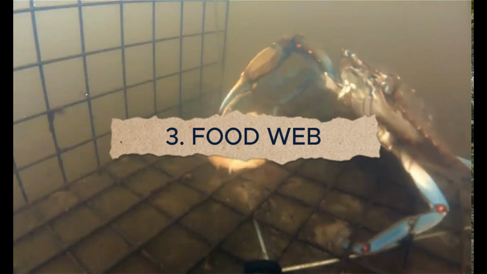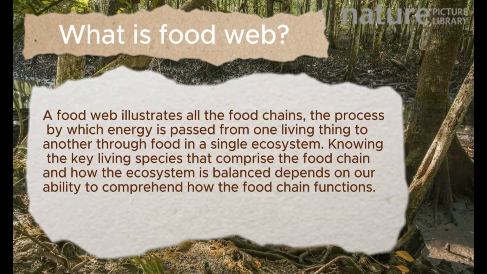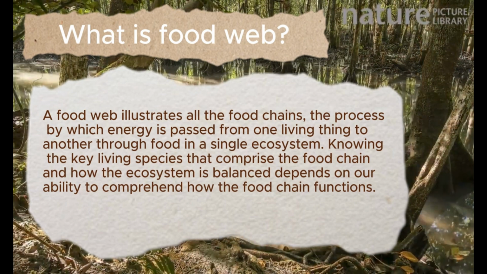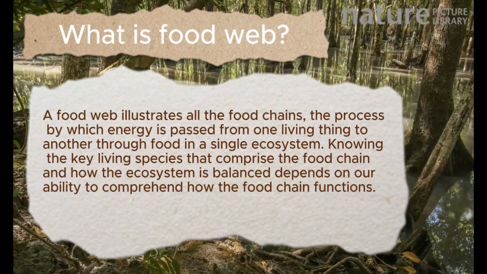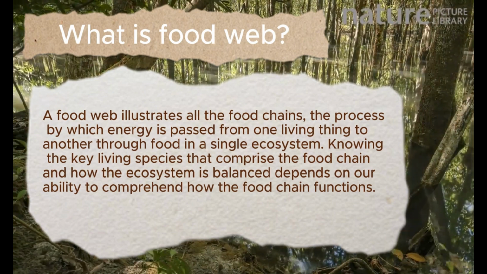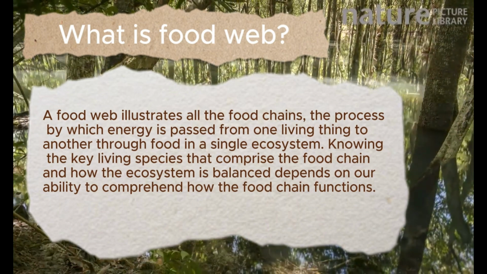Food web. What is a food web? A food web illustrates all the food chains, the process by which energy is passed from one living thing to another through food in a single ecosystem. Knowing the key living species that comprise the food chain and how the ecosystem is balanced depends on our ability to comprehend how the food chain functions.